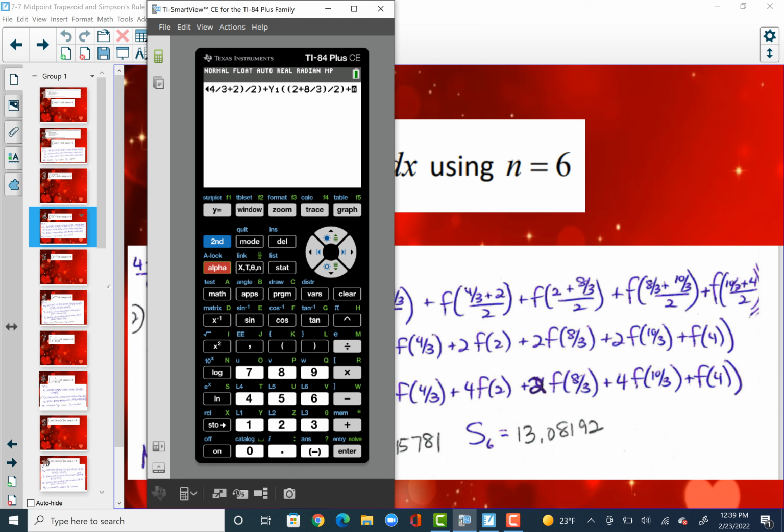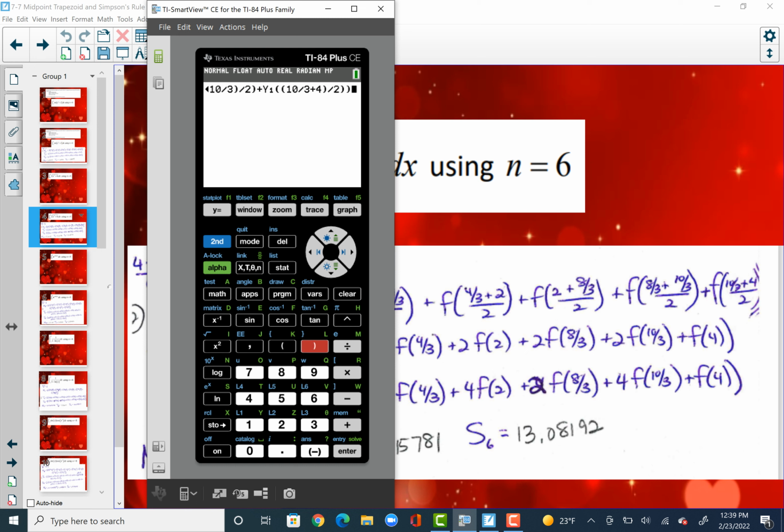Couple more, so plus again y1, double parenthesis, 8 divided by 3, plus 10 divided by 3, close your parenthesis, and then divide by 2, and then close that parenthesis, and then plus the last term here is going to be y1, double parenthesis, 10/3 plus 4, close that parenthesis, divide by 2, close that parenthesis, and then close the bigger parenthesis.